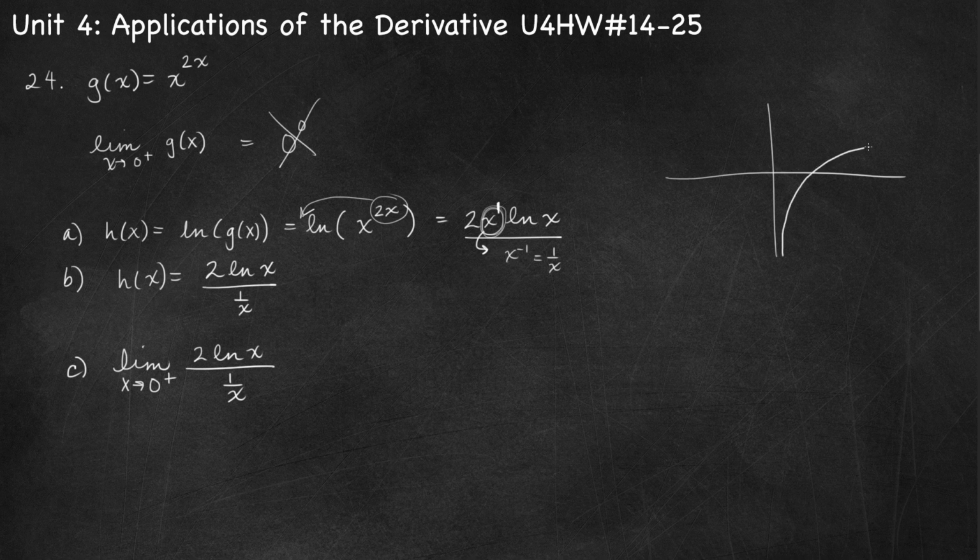So the natural log of 0 is undefined, but we're approaching 0 from the right-hand side. So as we're approaching 0 from the right-hand side, ln x is approaching negative infinity. So that's giving negative infinity here. In the denominator, 1 over 0 from the right-hand side.